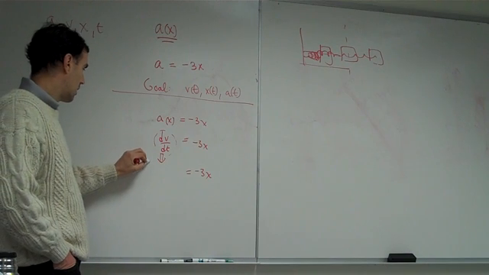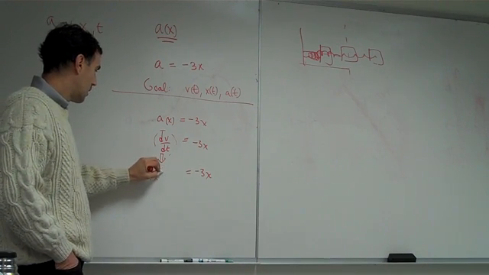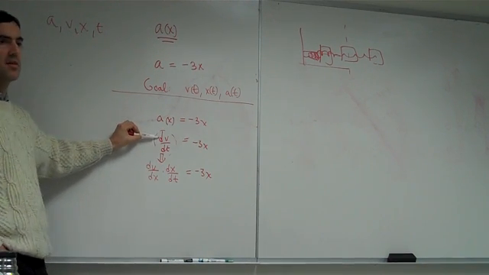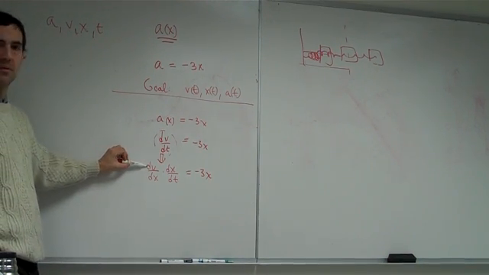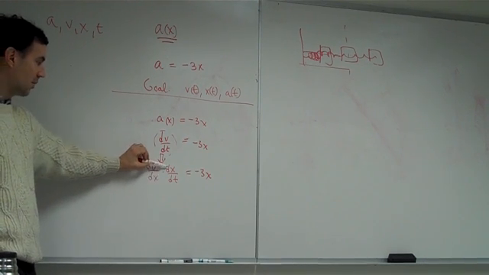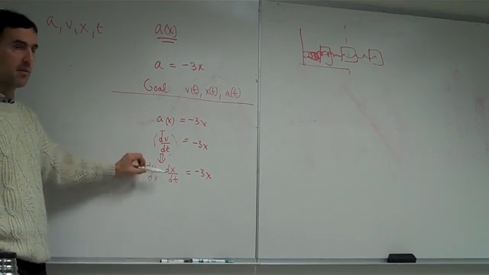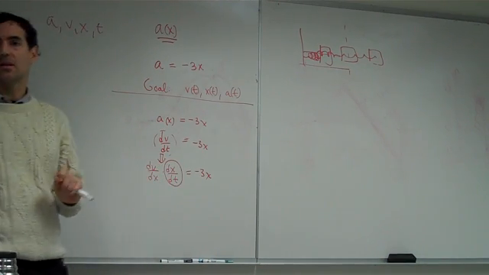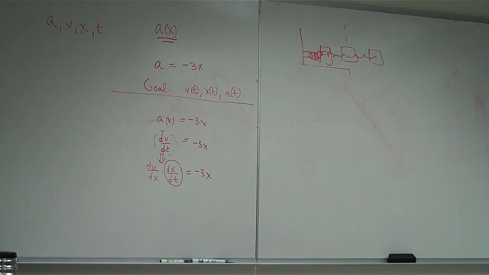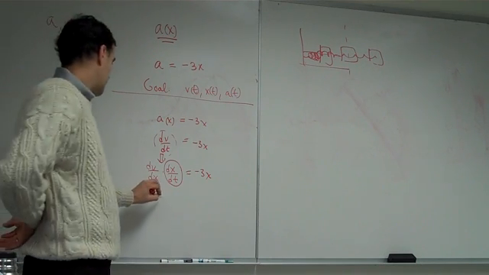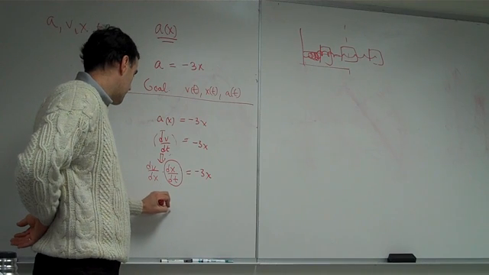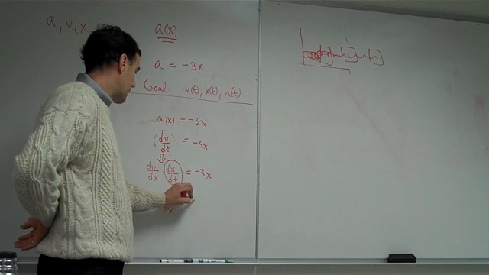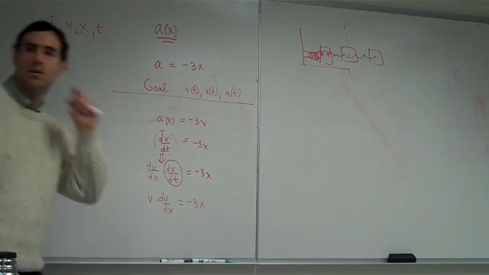dv over dx times dx dt. Yes. So I'll replace the derivative of velocity with respect to time with the derivative of velocity with respect to position, times the derivative of position with respect to time. And then, without looking back at your notes, what was another name for dx dt? Velocity. So we had dv dx times velocity equal negative 3x.